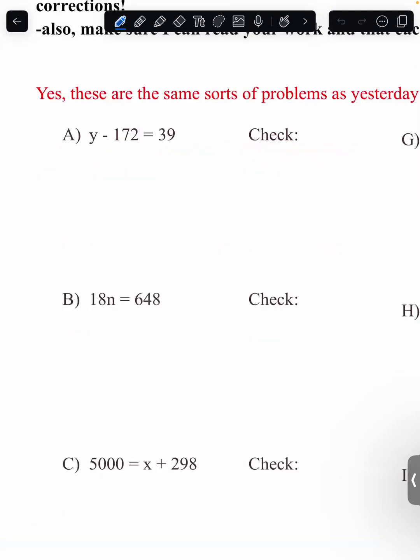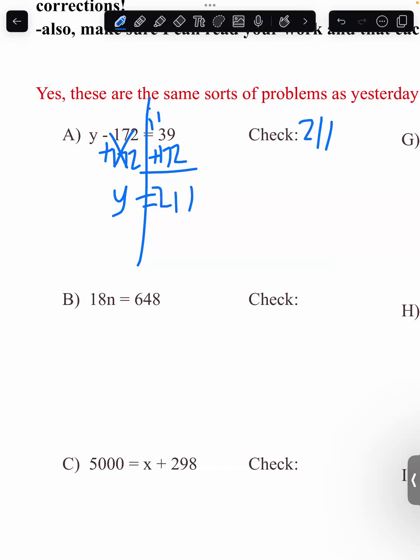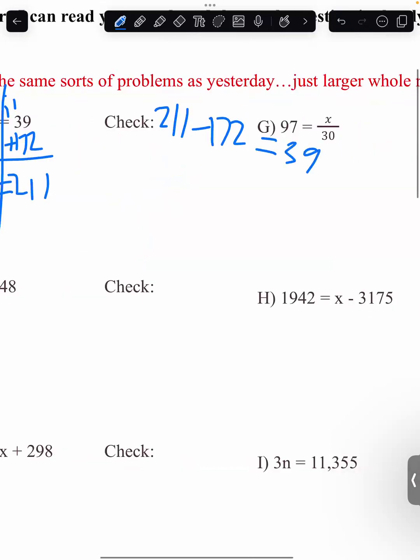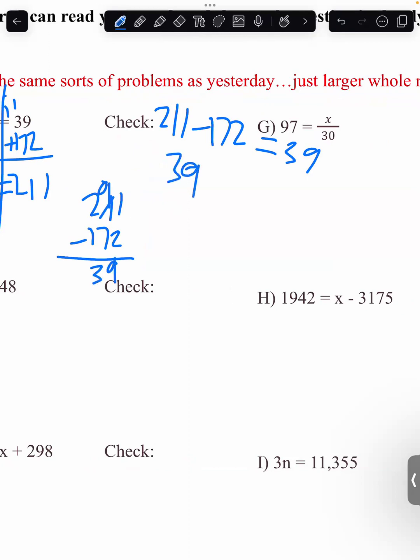Okay, so here we have the variable is y. We have minus 172, so subtraction. The opposite of subtraction is addition. What we do to one side, we do to the other side. So y equals 211. All right, so 211 minus 172 equals 39. So we need to check and see that it does. Okay, and it does. So we are correct.